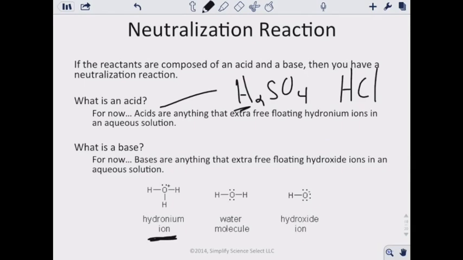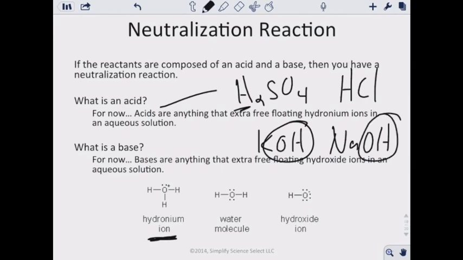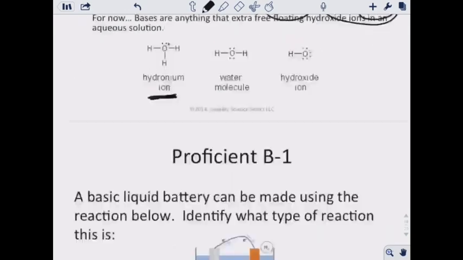For right now, what is a base? Bases are anything that has extra free floating hydroxide ions in aqueous solution. Potassium hydroxide, guess what? Base, because it has that OH. NaOH, guess what? Base. It has that OH. So if you see something with an OH and something with an acid, that's a neutralization reaction. We're going to get into this in much more detail when we talk about acids and bases in a later unit, but just be aware that there are neutralization reactions.